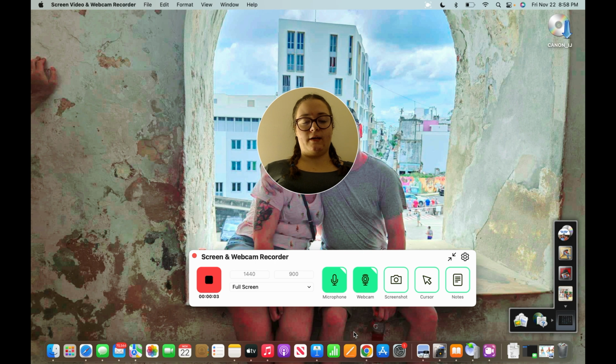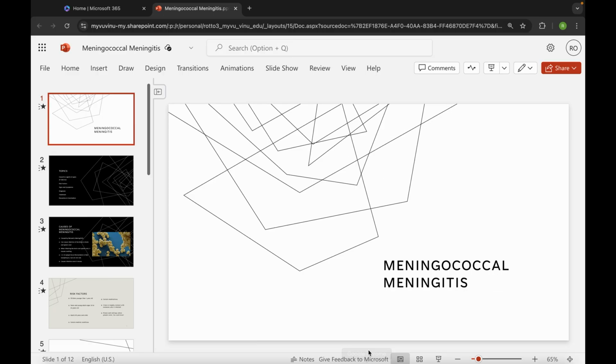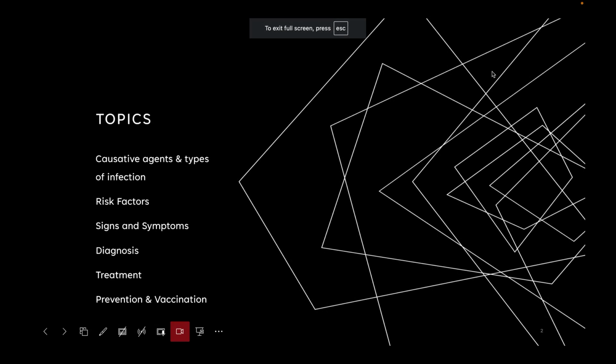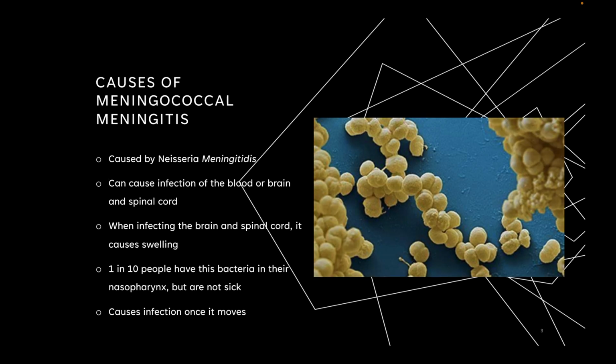Becca, and today I'm going to be covering meningococcal meningitis, a disease that most oftentimes infects the brain and spinal cord. So the topics that I will be covering today for this disease are the causative agents and the types of infections, the risk factors for this disease, signs and symptoms, diagnosis, treatment, prevention, and vaccination.